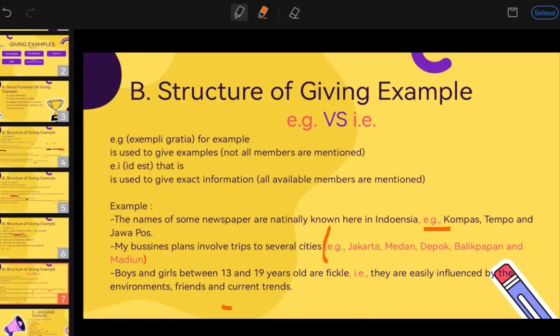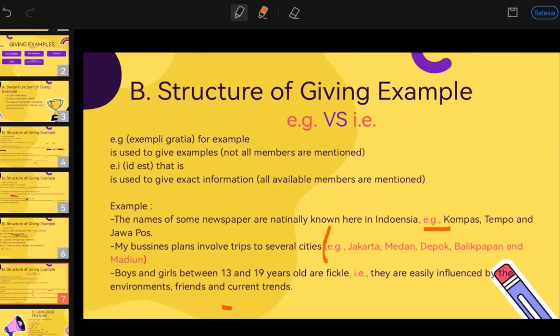E.g. and i.e. are different. E.g. is used to give example, not all members are mentioned. I.e. is used to give exact information, all available members are mentioned. The example of e.g. and i.e.